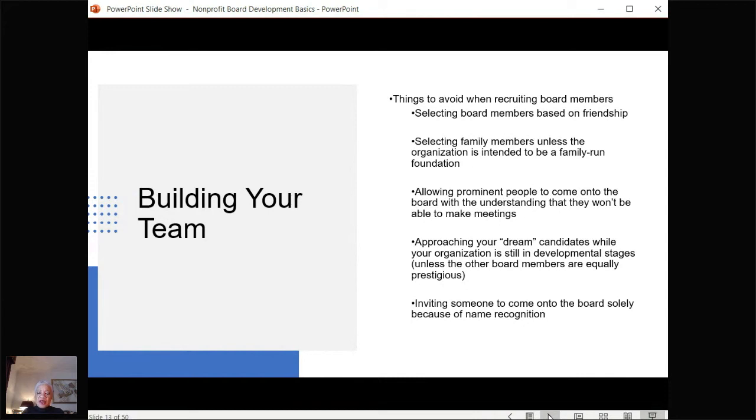And then another problem we have is inviting people to come onto the board solely because this is someone who has a big name in the community. Their name is going to be recognized. Just because people have big names doesn't mean that translates into commitment, doesn't mean it translates into work.